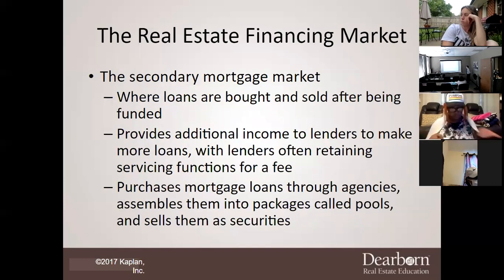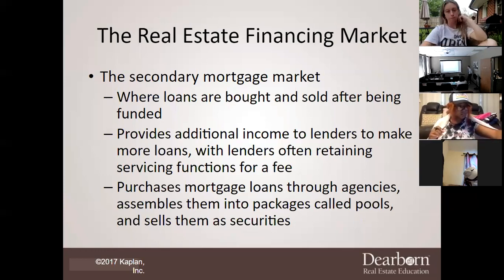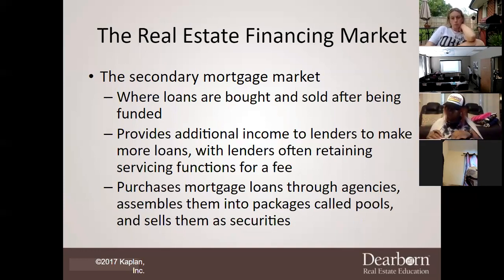Now, the secondary market is where loans are bought and sold after being funded. A lot of times lenders will buy from other lenders, saying, I'll buy this mortgage. So that's where you're going to buy something that's already been funded. Like I said, the primary is where we get our mortgages and everything. The secondary is mostly for banks and lenders. Sounds like Monopoly. It's kind of, yeah, a little bit.